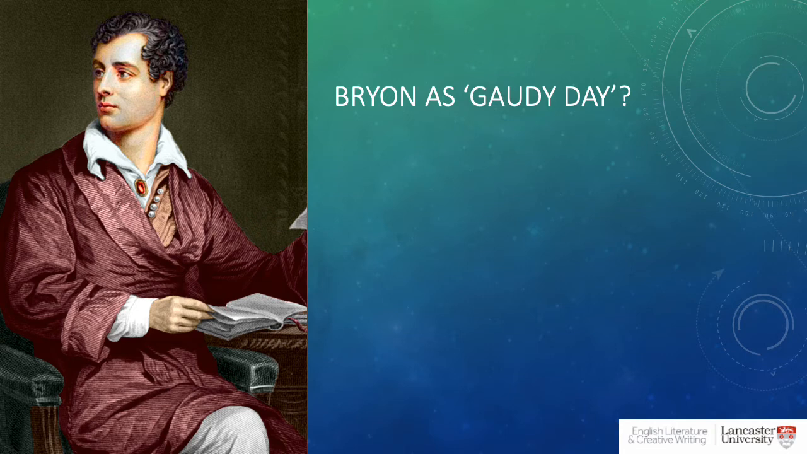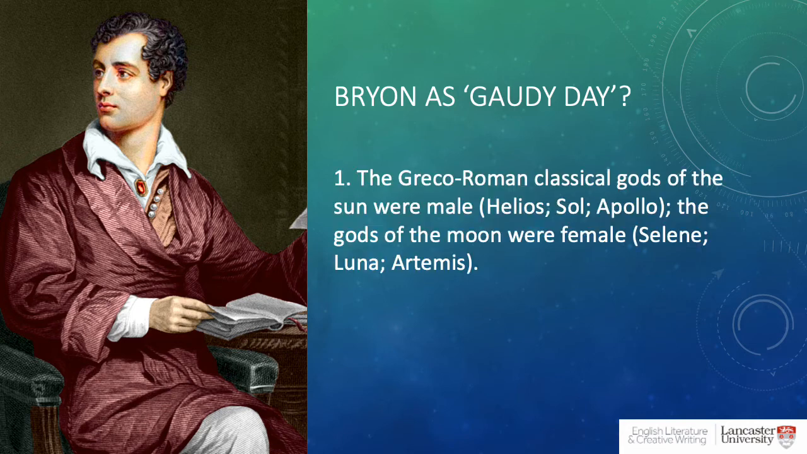I mentioned that I think Byron can be read as gaudy day, not only because he's the one that heaven denies the ability to balance out extremes and to temper or mellow himself, but also because of some of the cultural conventions that were going on at the period. Everyone who was educated would have read the Greek and Roman classics, and the gods of the sun there were male, the gods of the moon were female. But the woman in this poem isn't even as bright as the moon. She is softer than that, twinkling stars against a black background.